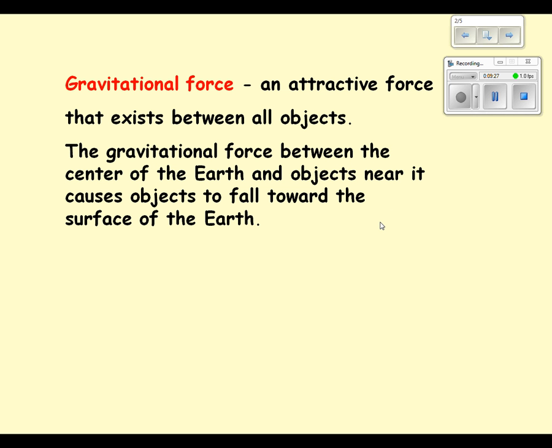And the gravitational force between the center of the Earth and objects near it causes objects to fall toward the surface of the Earth. If I get my angry Pac-Man foam ball and I drop it, we all know what's going to happen, right? Forget about the bent over part. It's going to fall because it's attracted to the Earth. But is the Earth attracted to the foam ball?